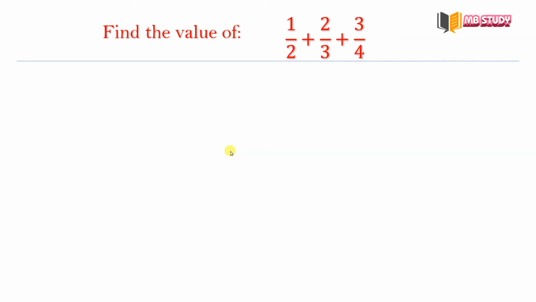So many of the students are simply adding numerators and denominators. It is not the correct way. In fractions, we have to add the fractions by using the LCM method. That means we make the denominators equal. Look here. First of all, find the LCM for the denominators 2, 3, 4.